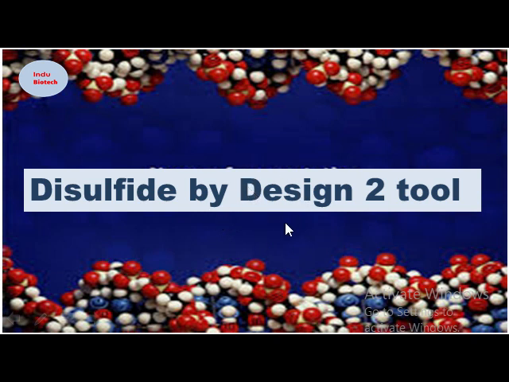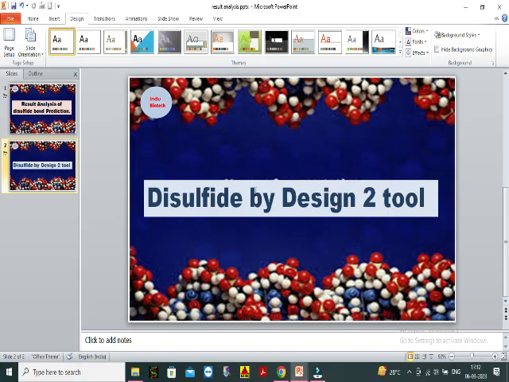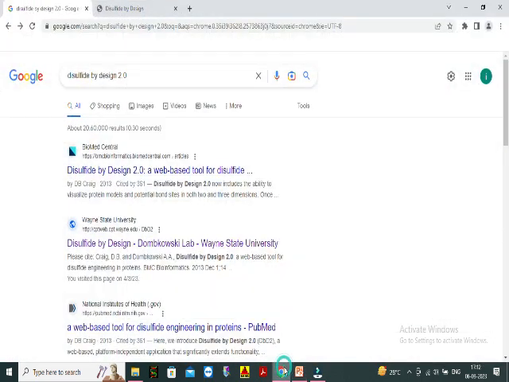We already learned in the previous video how to access the Disulfide by Design 2 tool to find disulfide bonds in any given protein sequence. So I will not go into details for that, and will come directly to the result section. Quickly, we revise the previous lecture.